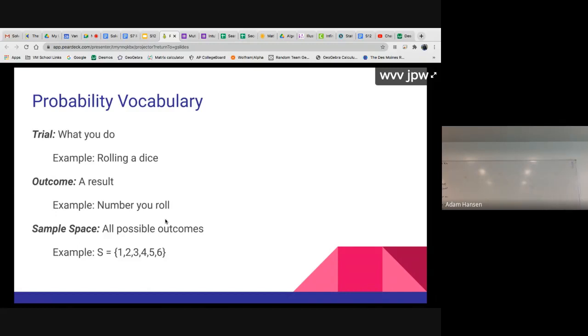Some different sample spaces on the backboard here. We use those common random events, so drawing a card. How many cards are in a deck? Standard deck, no jokers. How many cards are in a deck? 52. 52 weeks in a year, that's all I always remember. 52 weeks in a year, 52 cards in a deck.